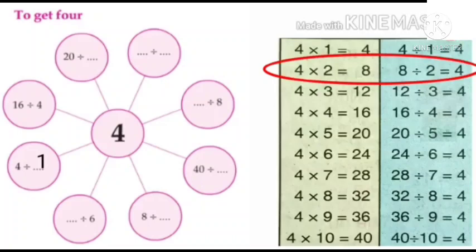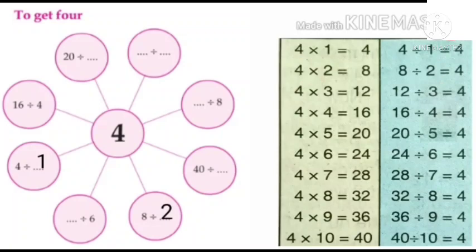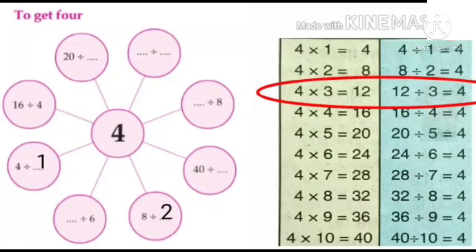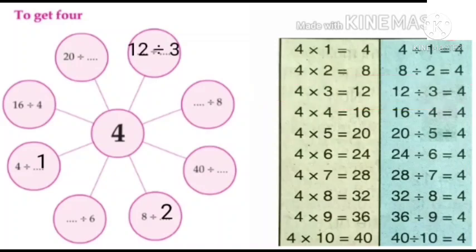So 8 divided by 2 equals 4. So we can write 8 divided by 2 gives 4. Children, listen to the next step. 4 into 3 is equal to 12. So 12 divided by 3 equals 4. So we can write 12 divided by 3 gives 4. Okay children, you should find out the remaining and write in your textbook.